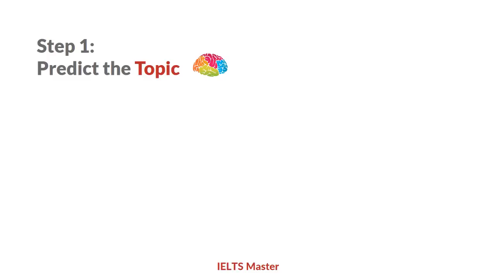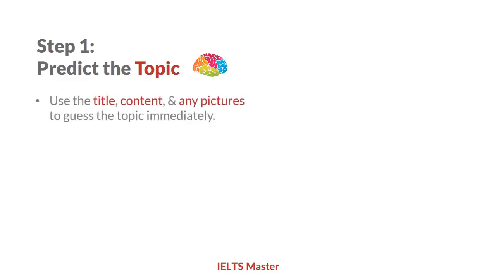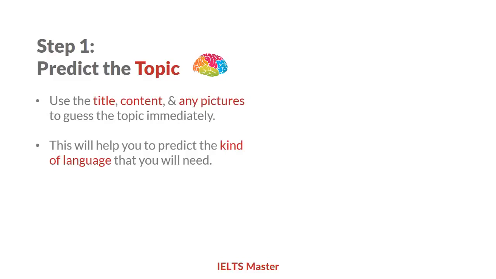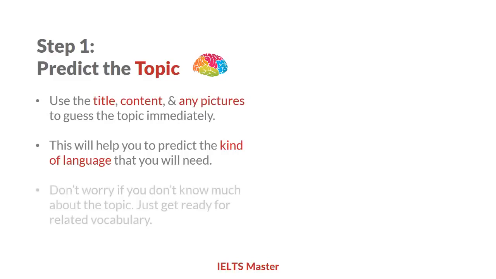First, step 1, predict the topic. I need you to use the title, the content, and any pictures to guess the topic immediately. As soon as you turn the page, you should try to guess the topic. This will help you to predict or guess the kind of language that you will need. I'll give you an example in a moment. Don't worry if you don't know much about the topic, just get ready for related vocabulary.